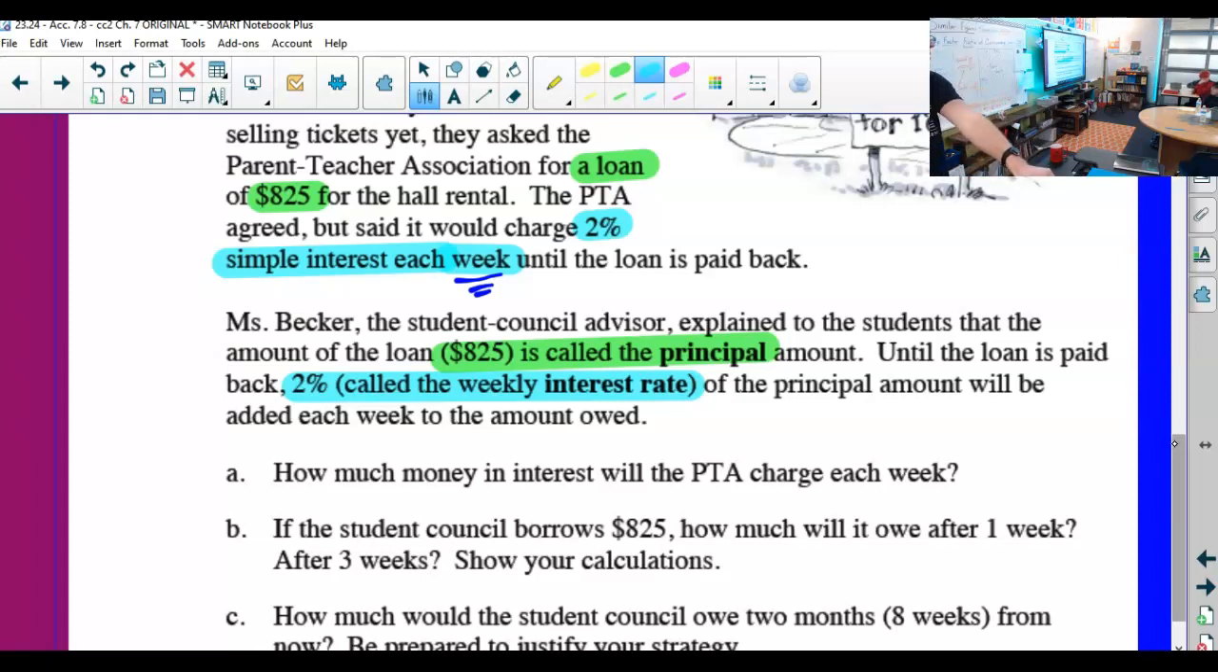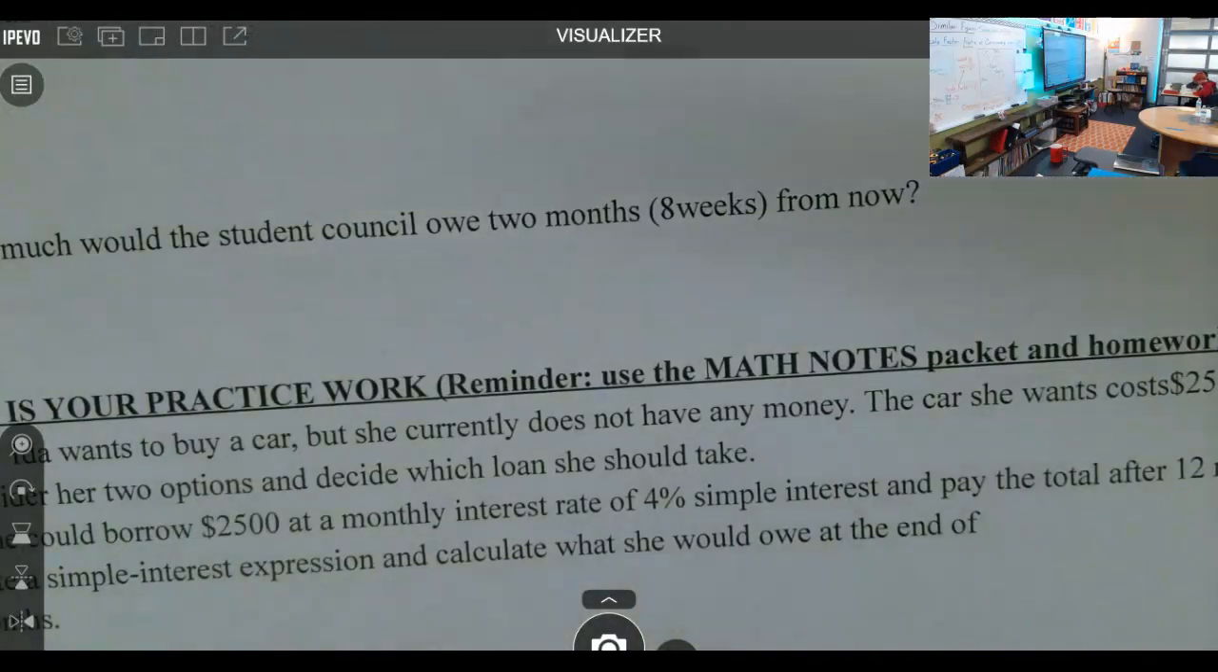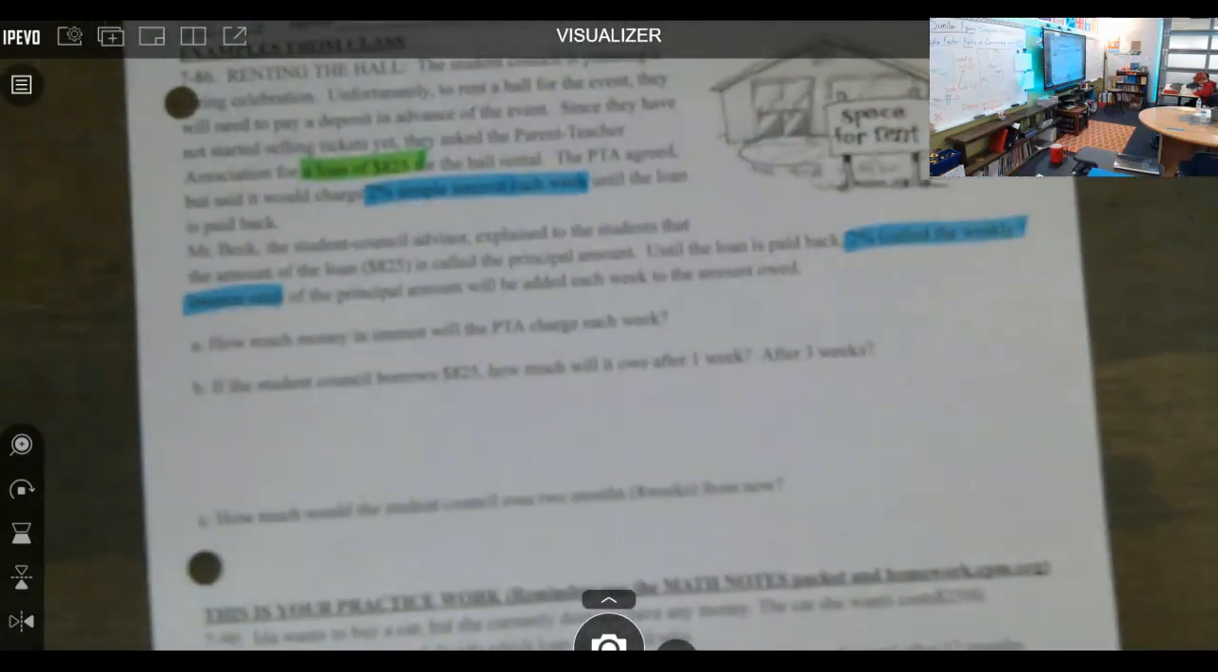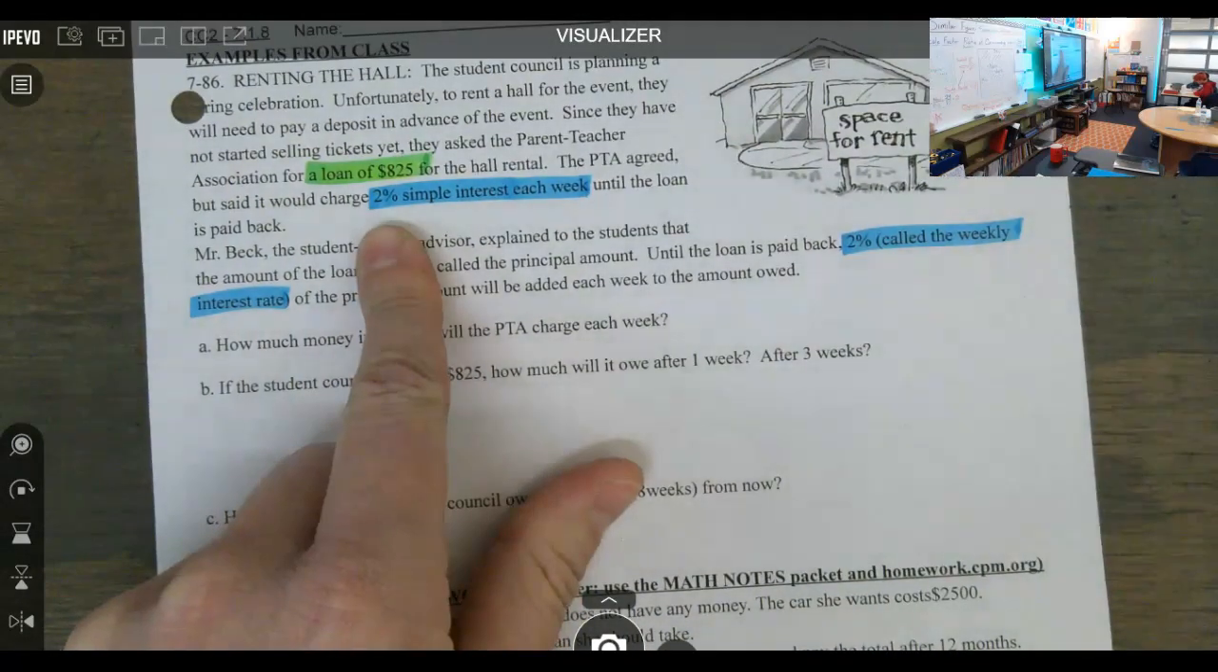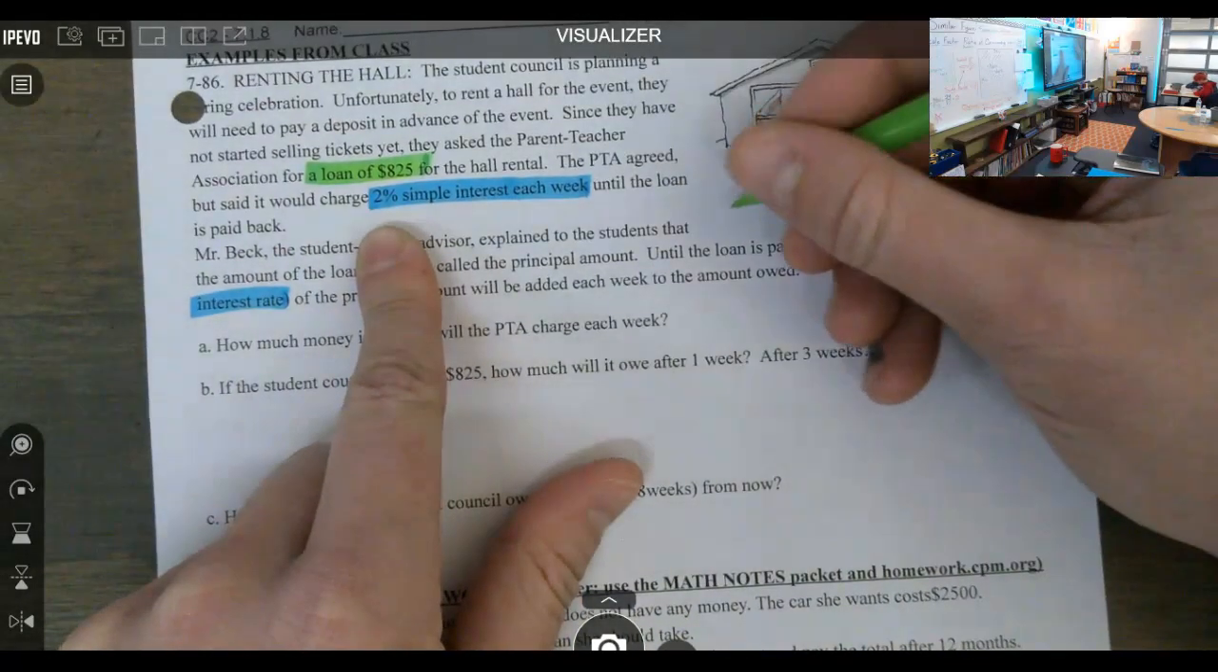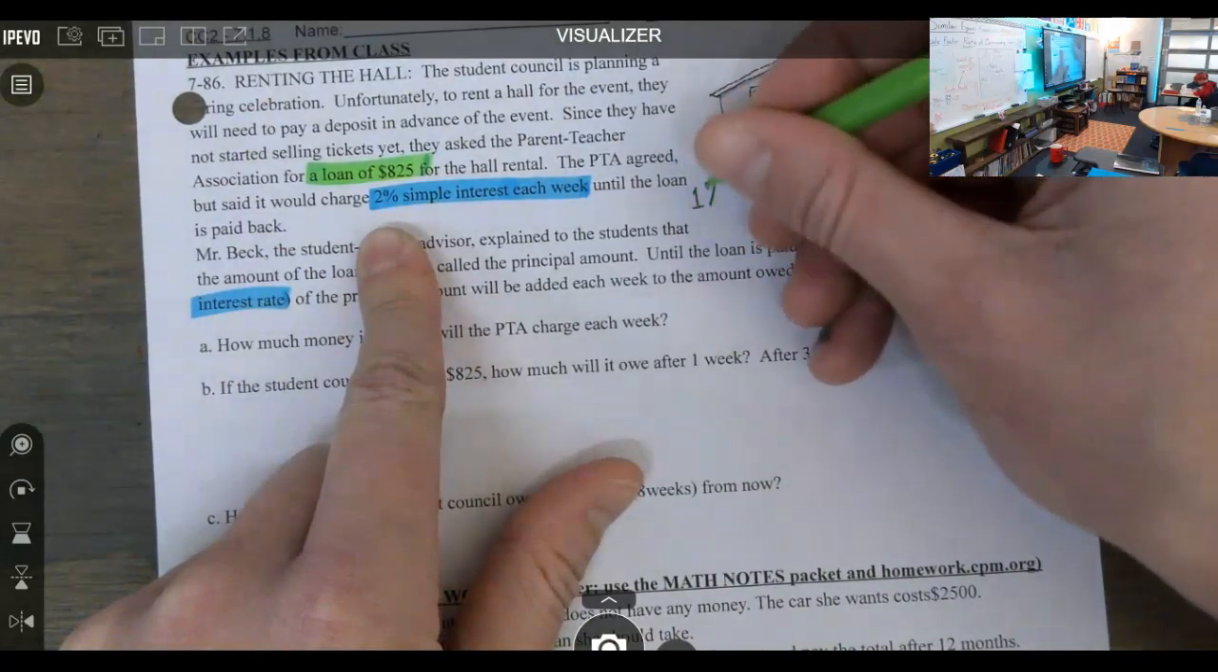Yes, you may use a calculator. Or, guys, how do we find 1%? Divide by 100 or move that decimal 2 places. So, guys, on your page, if we're going to talk about 2%, we could make a little note here that 1% would be what?